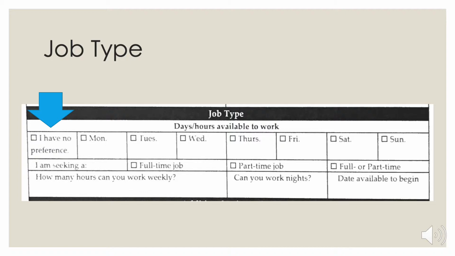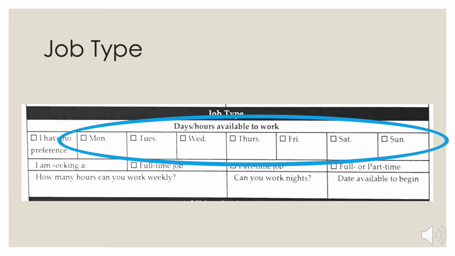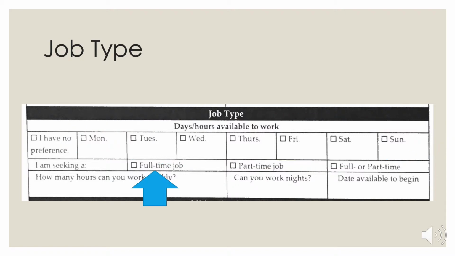However, if you are only available to work on certain days, you need to fill in the boxes that are circled here. In each of these boxes, there is a small checkbox in the upper left corner. If you have any availability that day, put a check in the box, and underneath it, write the hours you can work that day. Do this for all of the boxes in this row that apply to you.